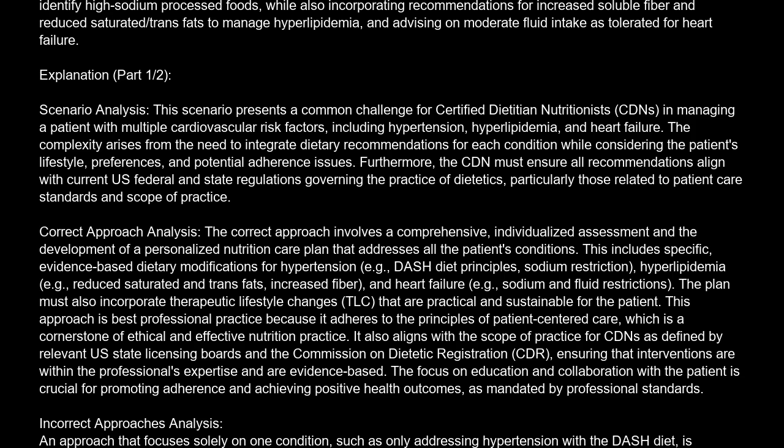State licensing boards and the Commission on Dietetic Registration, CDR, ensuring that interventions are within the professional's expertise and are evidence-based. The focus on education and collaboration with the patient is crucial for promoting adherence and achieving positive health outcomes, as mandated by professional standards.